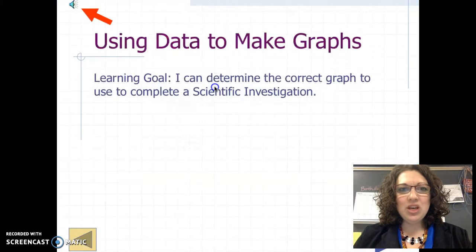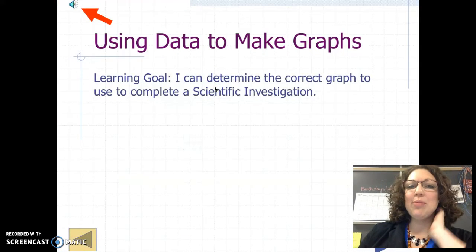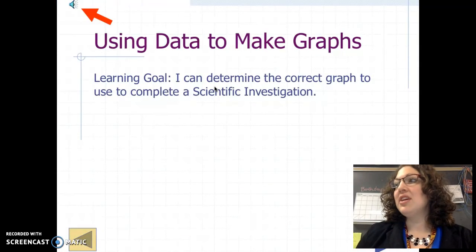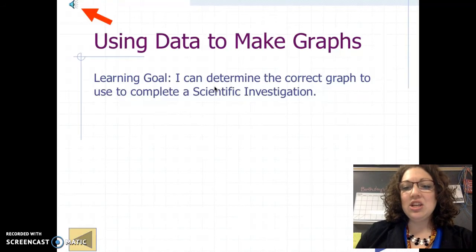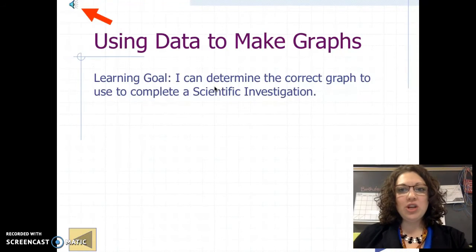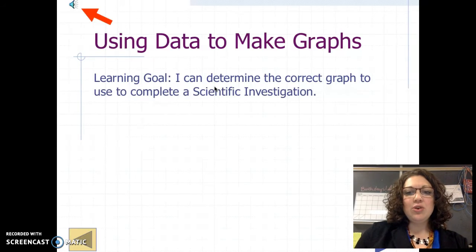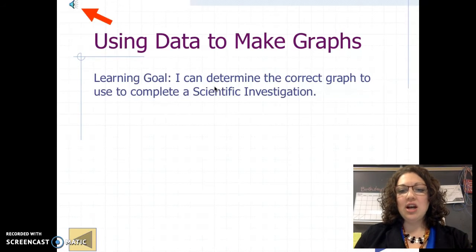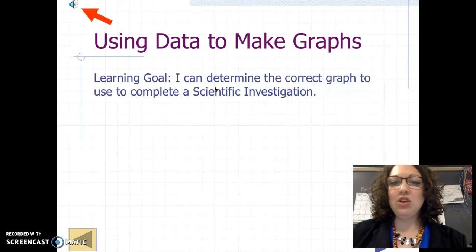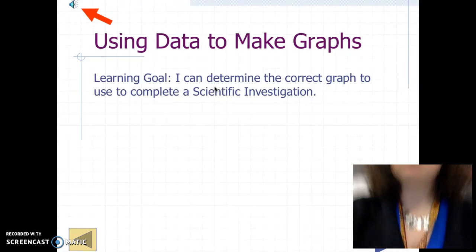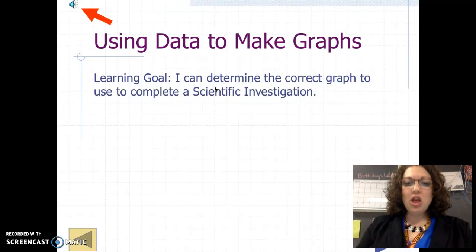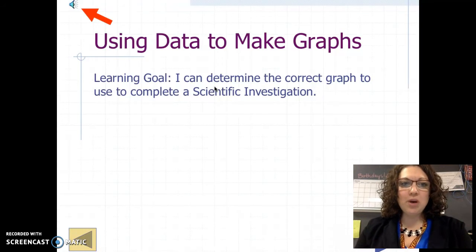Hi guys, we are going to be learning today about how to use data to make graphs. You are going to be filling in your types of graphs Cornell notes while you watch this. Feel free to pause or rewind if you need to. The underlined words are the blanks that you are filling in on your note sheet, and the note sheet is going to go on page 35 in your science notebook.